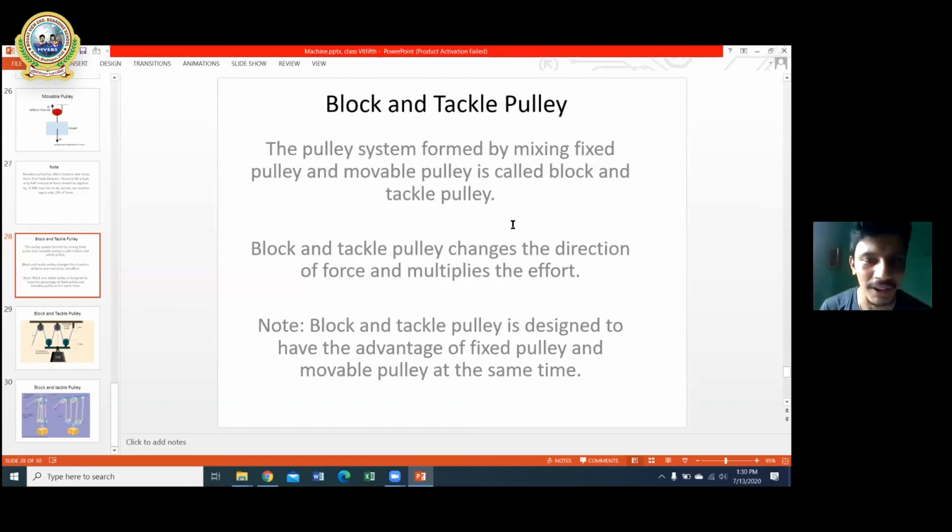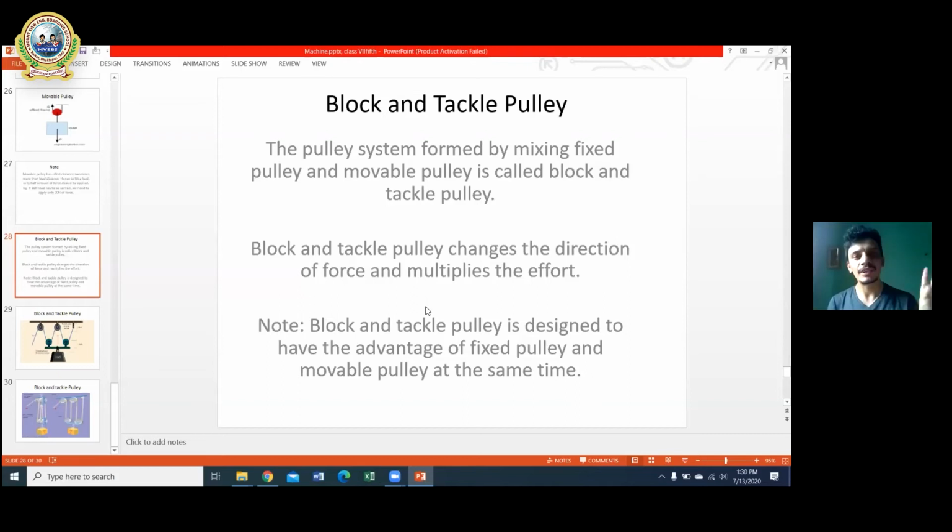The block and tackle pulley changes the direction of force and multiplies the effort. It does both jobs. Last time I said that a fixed pulley just changes the direction of force. Fixed pulley has the capacity of changing the direction of force, whereas movable pulley has the capacity of increasing, or magnifying, the force.